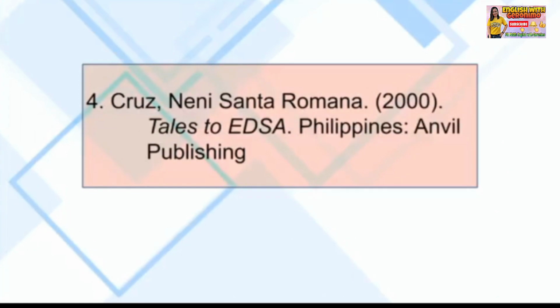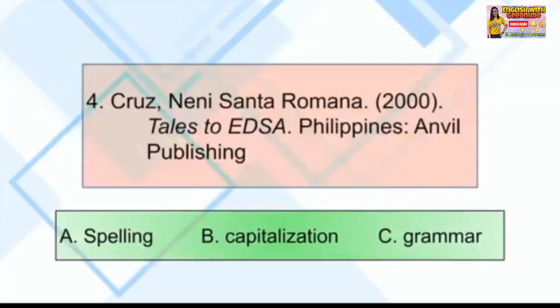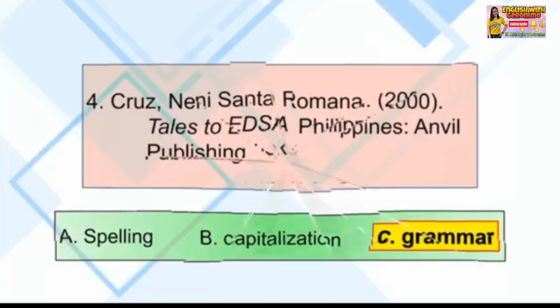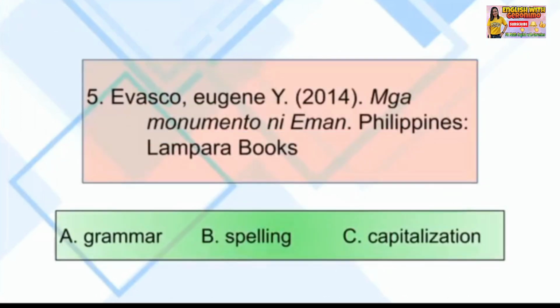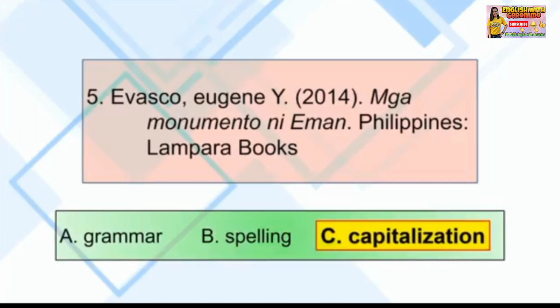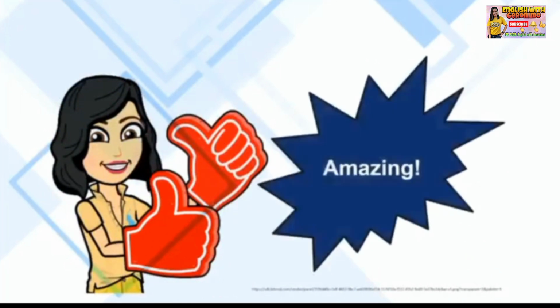Number 4. A. Spelling. B. Capitalization. C. Grammar. Correct answer is C. Grammar. Number 5. A. Grammar. B. Spelling. C. Capitalization. The correct answer for number 5 is C. Capitalization. If you got it all correctly, then it's amazing.